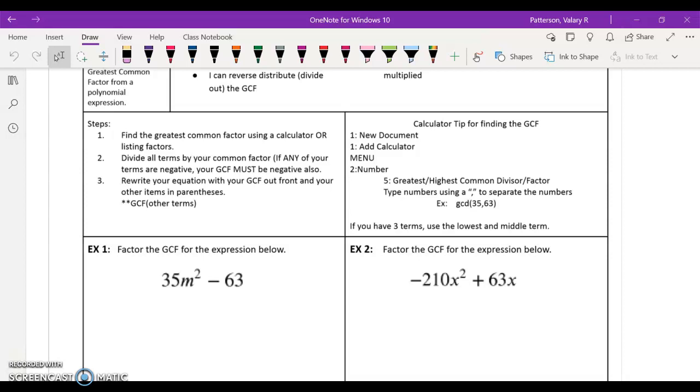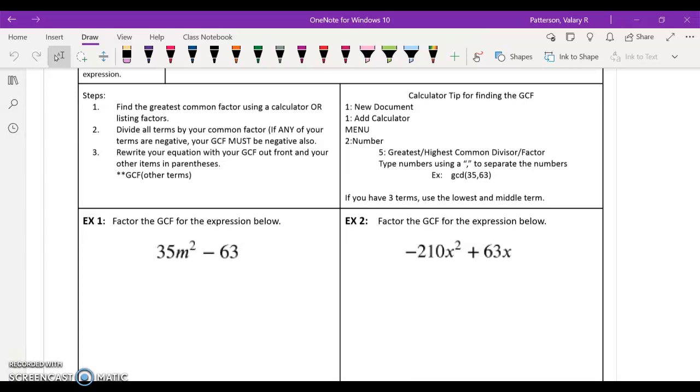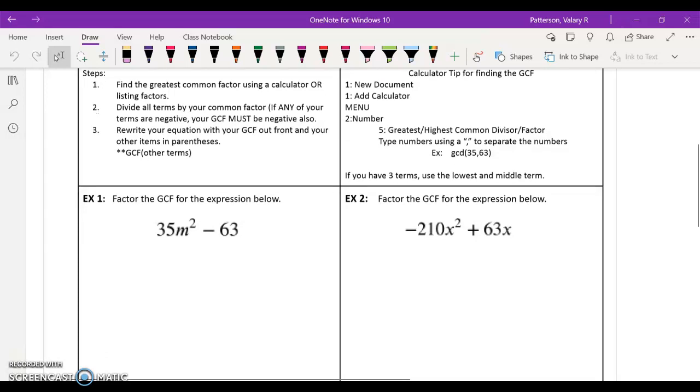So we have a product of two expressions. Where we've used distribution to simplify, we're going to do the reverse of that. To do this, we're going to use our calculator. So let's look at our first example.